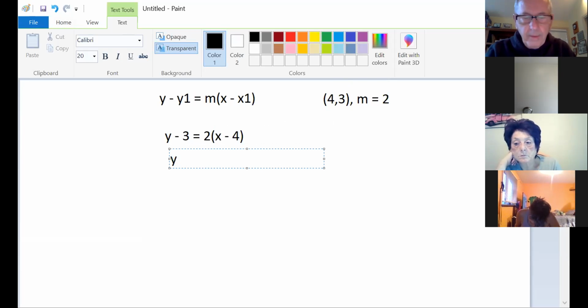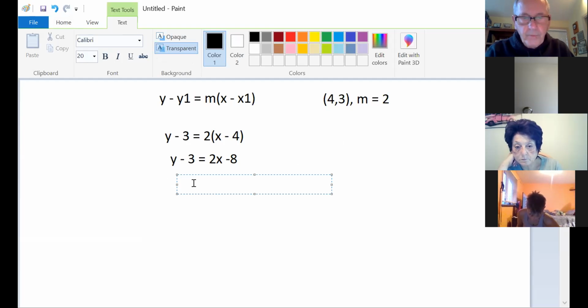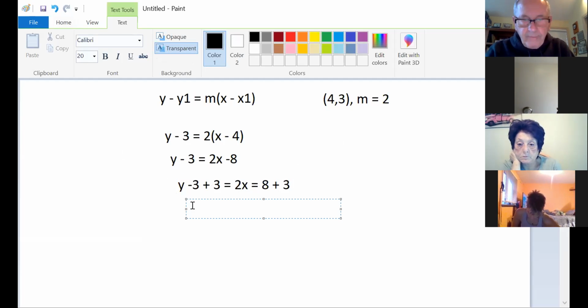So now y minus 3 is equal to 2 times x, which is 2x, and 2 times minus 4 is minus 8. Now I've got this, but I want to put this into the y is equal to mx plus b form, in other words, y by itself. So I have to add 3 to both sides. So y minus 3 plus 3 is equal to 2x minus 8 plus 3, because I added 3 to both sides.